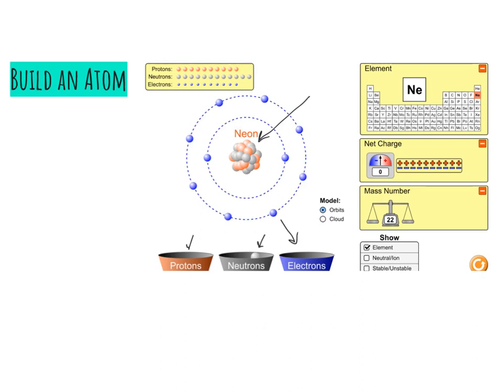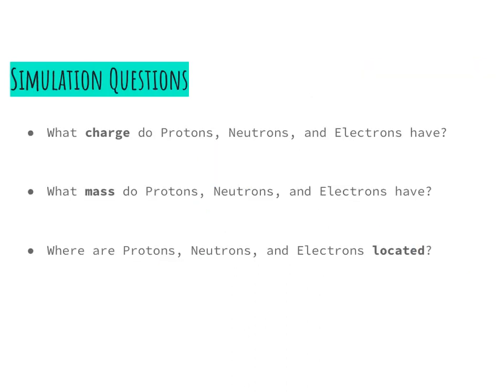We also see here on the right, we have the identity of the element that this atom is of, which is neon. Then below that we have its net charge. We have protons and electrons evening each other out. These pluses and minuses are the same, so it has a neutral charge or no charge. And then it has a mass number of 22. So what do those different properties mean for this atom, and which of these subatomic particles make those properties true? So here are some questions that you can discover from that lab.